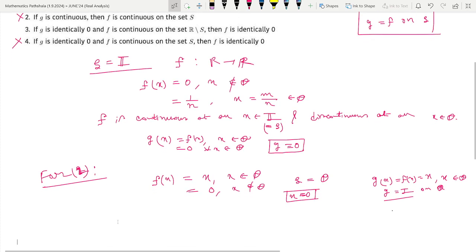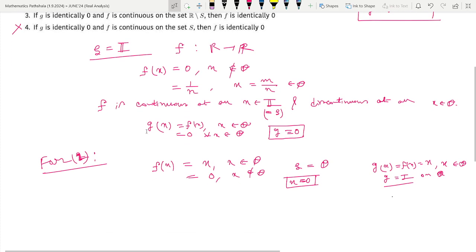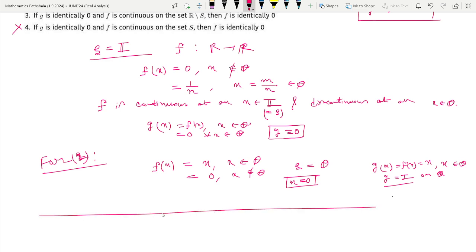we need to prove this option, that if g is identically 0 and f is continuous on R minus S, then f is identically 0. So see what we are given. We are given first in the question that S is dense, that is S closure equals R, and g equals f on Q. This we are given in the question. And what we are given in option 3 is that g is identically 0. This we are given. And we are given that f is continuous on R minus S.